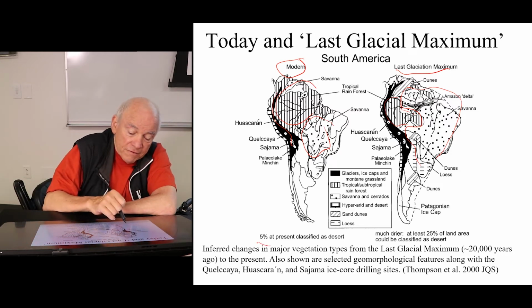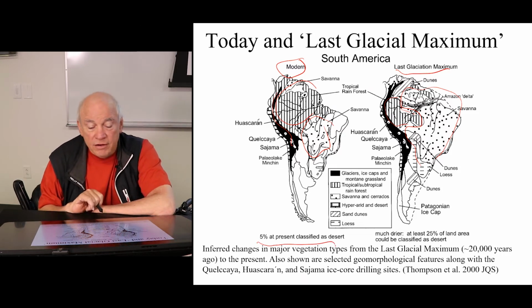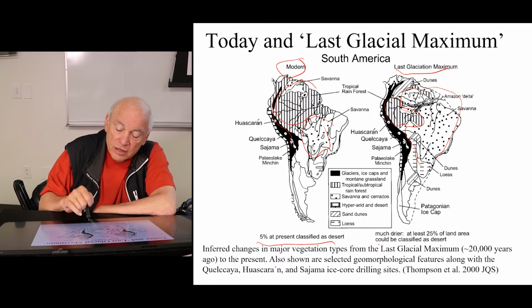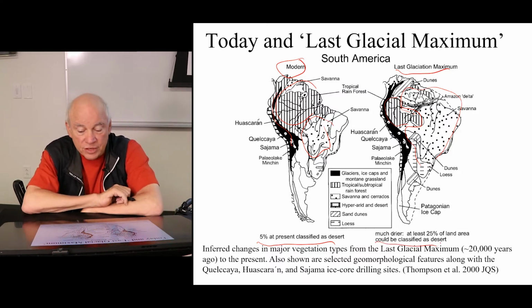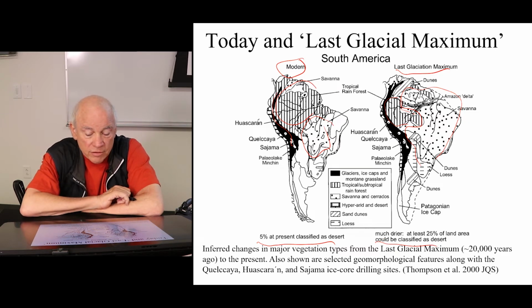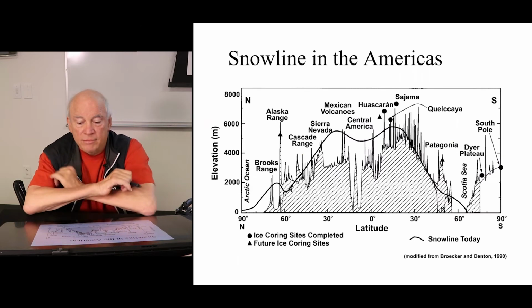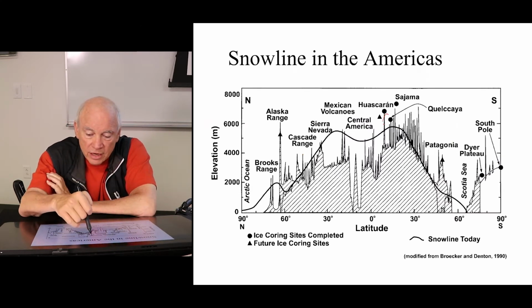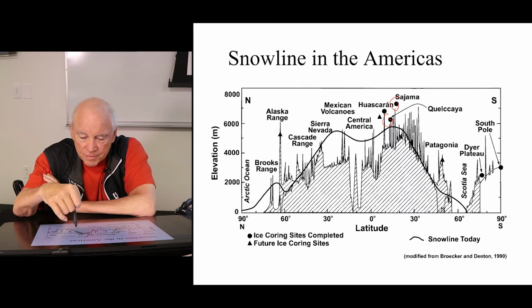Today, only about 5% of South America could be classified as desert. But during the last glacial, at least 25% was desert. All right, so that was Calcaya and Sajama, and we're going to jump down now into Patagonia.